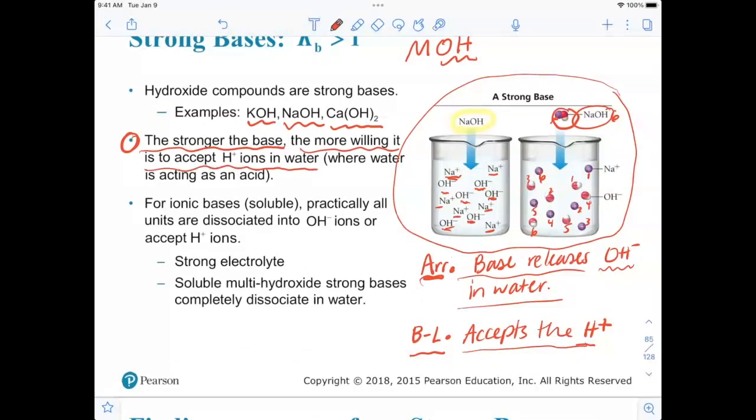Look at that. Arrhenius never said the base was accepting anything. Arrhenius said the base was releasing hydroxide ions. So in the second definition here, we're seeing a Bronsted-Lowry reference to what the base is. The base is the one that's willing to accept the hydrogen ion. So this bullet point is talking about the base from the point of view of Bronsted-Lowry.